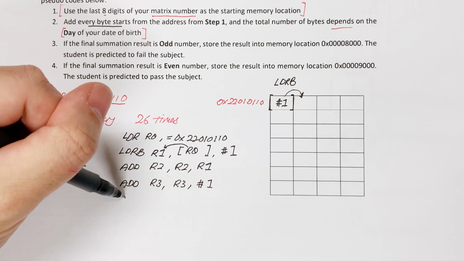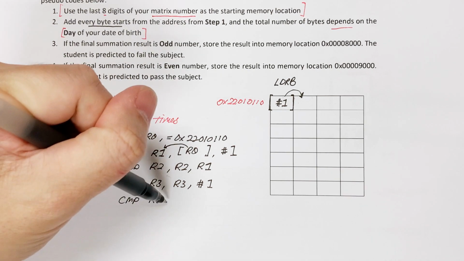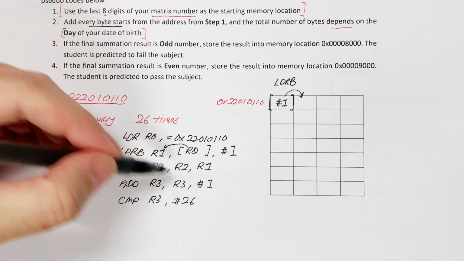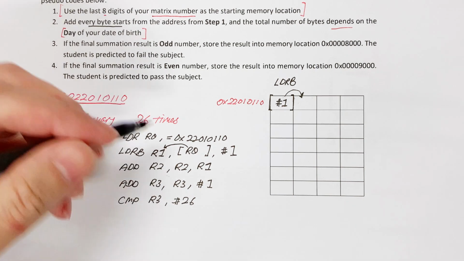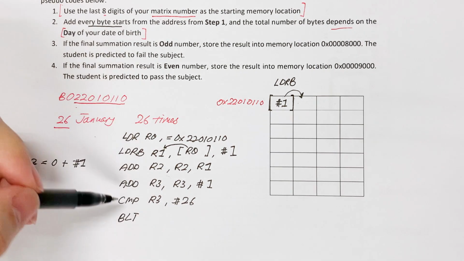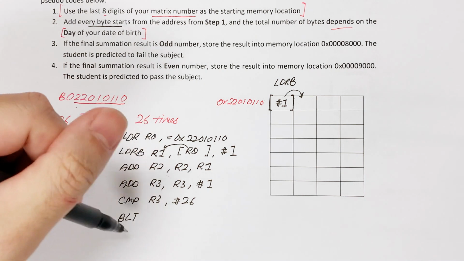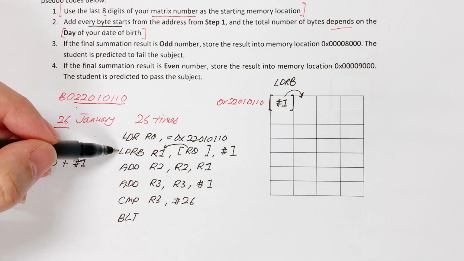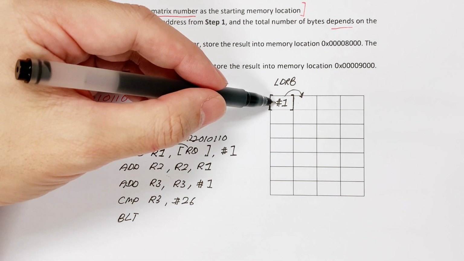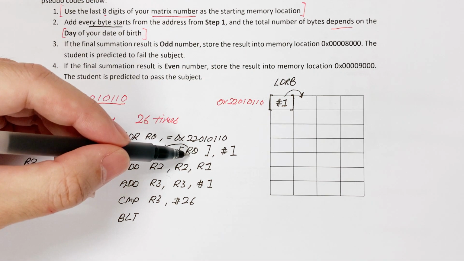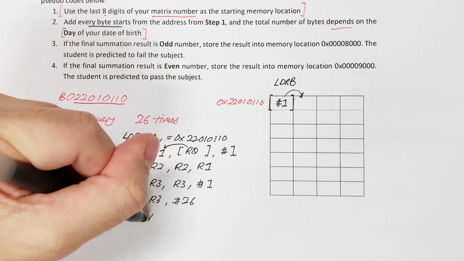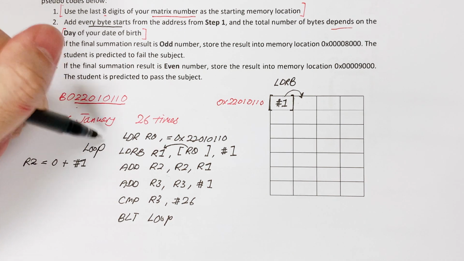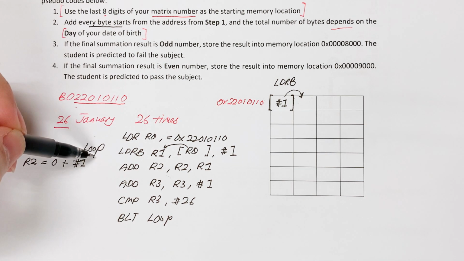And then I can compare my register 3 with the value of 26, because that's the number of times that I need to complete my process. I will branch as long as my register 3 is less than 26. So I will branch back to line number 2, where I fetch the bytes from the memory to register 1. I'll just put a label there to instruct my processor to come back to here.